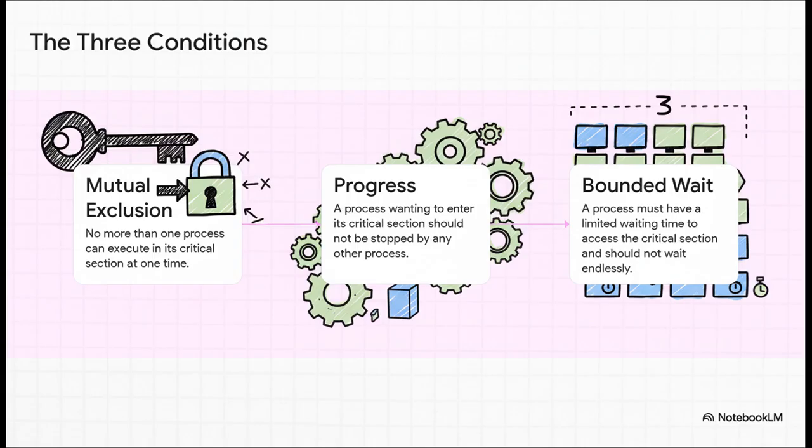And finally, bounded wait. This rule prevents starvation. It means if you're waiting in line, you're guaranteed to get your turn eventually. There's a limit to how many other processes can cut in front of you. So, bottom line: no chaos, no gridlock, and everybody gets a turn.